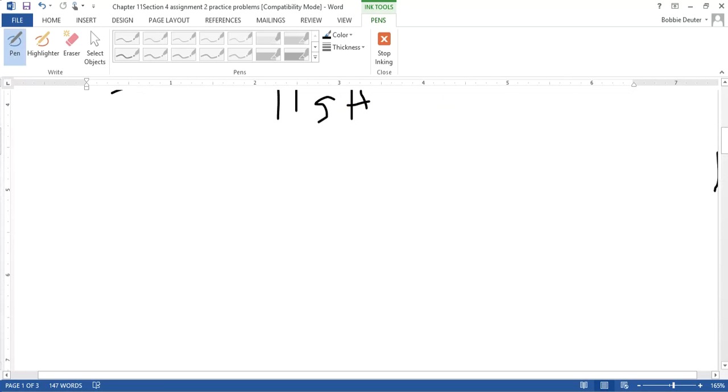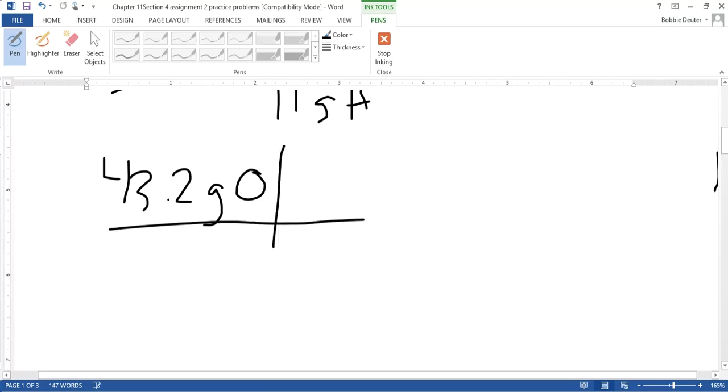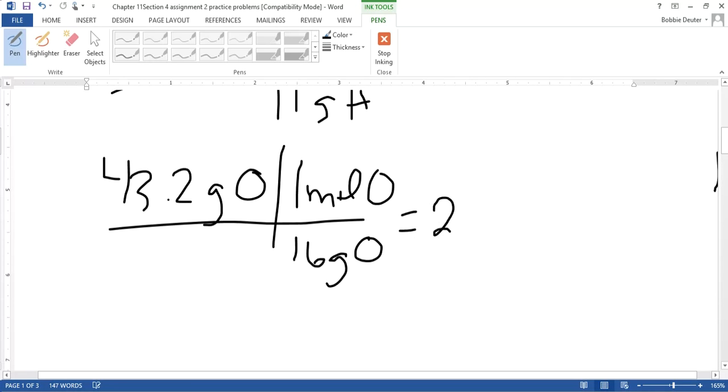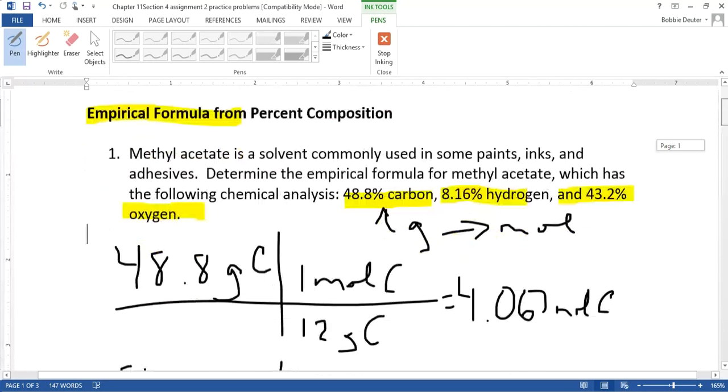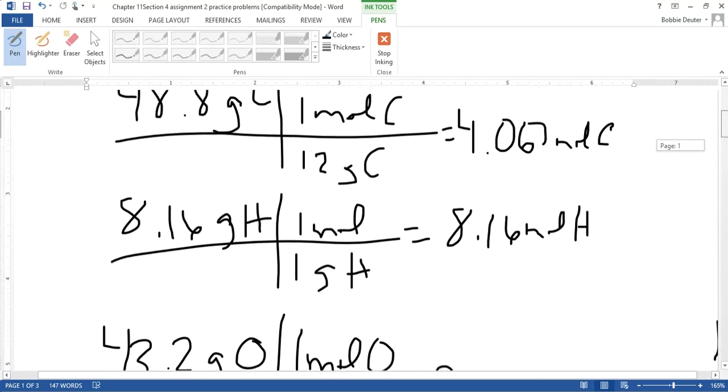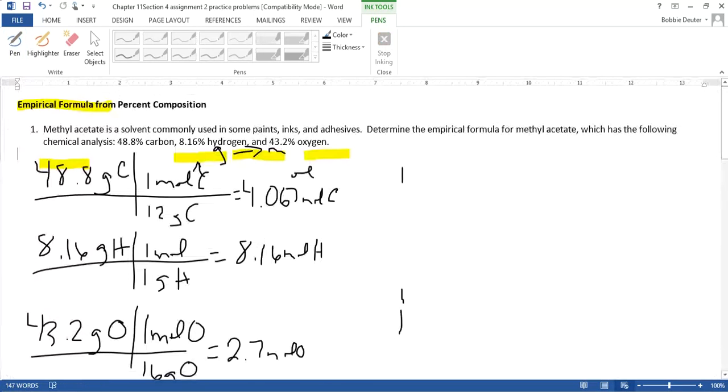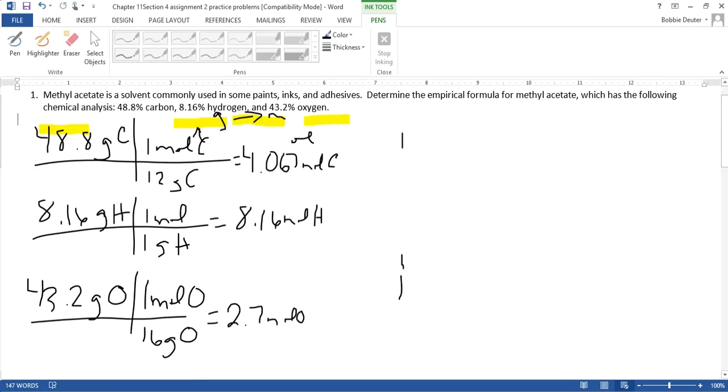Okay, so now we're going to do the same thing for oxygen. So we have 43.2 grams. Remember, percent is changing to grams of oxygen. 1 mole oxygen, 16 grams. Again, this is coming from the periodic table of elements. We get 2.7 moles of O2. So now that we've done that, we have our 3 substances here. Let me shrink this down just a little bit so we can see all 3. So we have our substances right here.